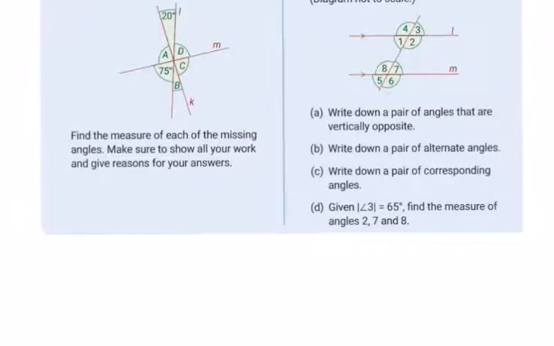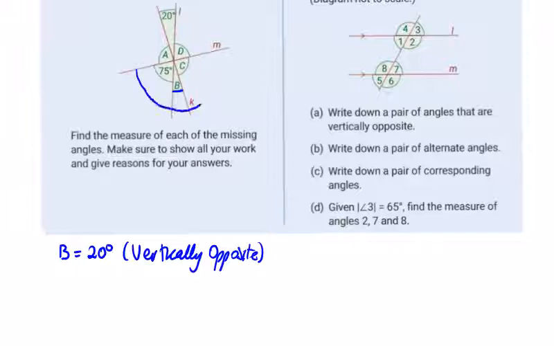We can start off with this angle here, B. B is definitely vertically opposite that 20 degrees. B is equal to 20 degrees. Why? Because it's vertically opposite. So B is 20.